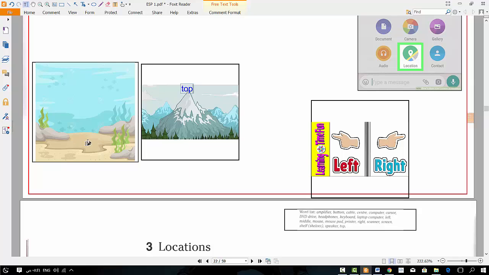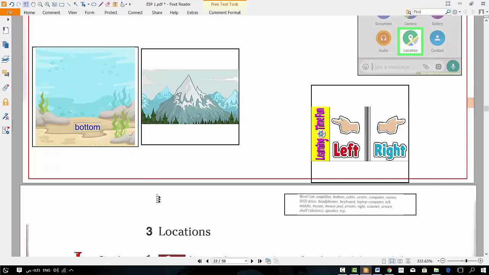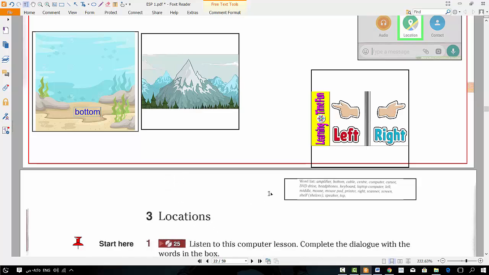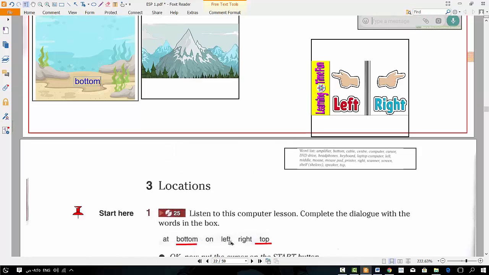Look at this picture. This is a sea. This is the bottom of the sea. Bottom of the sea. أسفل البحر أو قاع البحر. Left and right. This is right, and this is left.